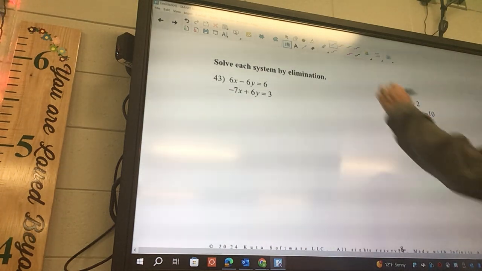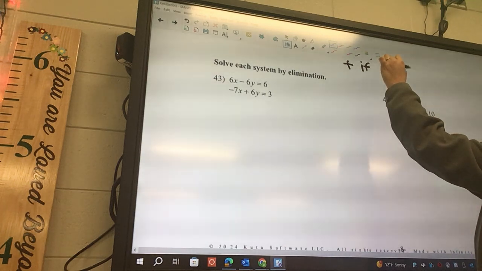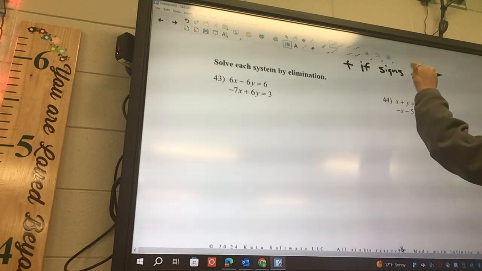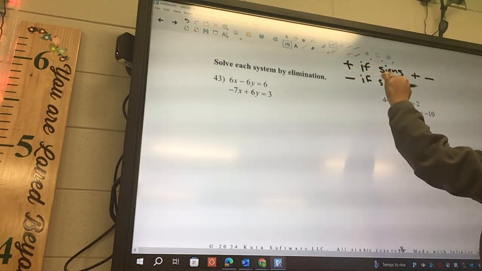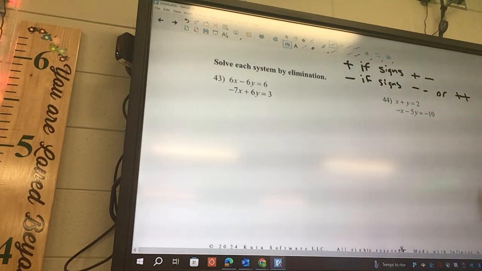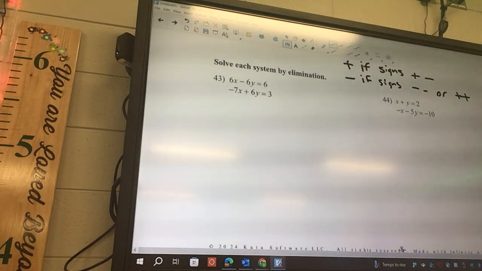Why add? Yeah, so you're gonna add if signs, one's positive and one's negative. Okay, subtract if signs both negative or both positive, okay? So, either way, you still add them, but you're gonna have to change all the signs on the second one if they're different, okay? So we can go ahead and add these ones together.